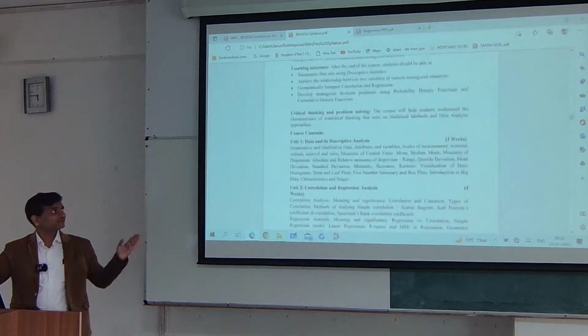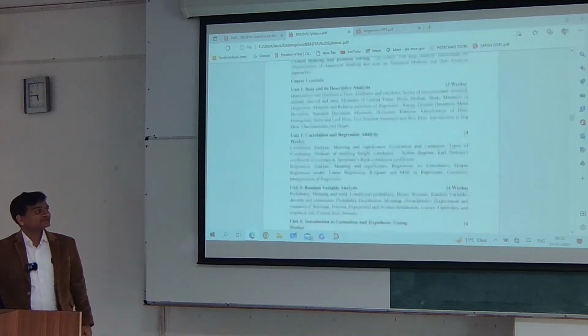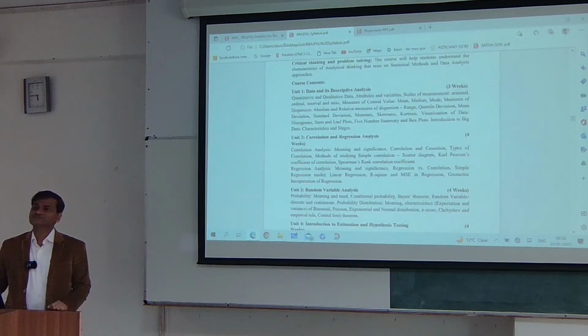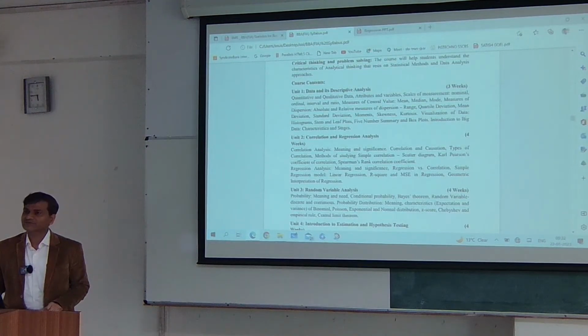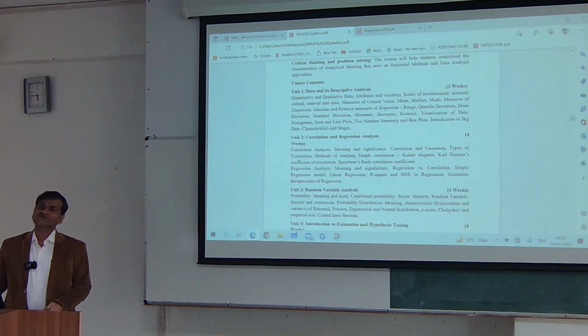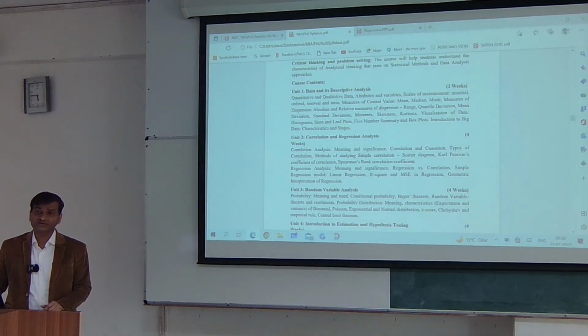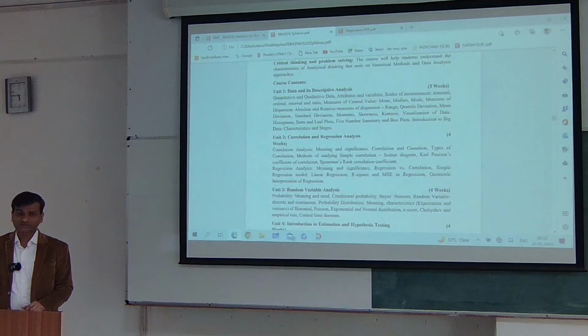You can see the syllabus here. We have basically 4 units. First one is the basic descriptive statistics, mean, median, mode, and measures of central tendency as well as measures of dispersion. Second is regression analysis, correlation and regression. So I would start from this. I would assume that you have already done the first unit. Okay, I would start from unit 2.